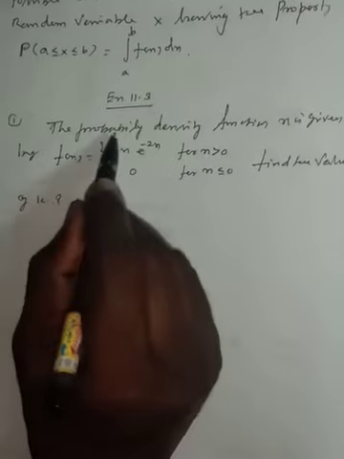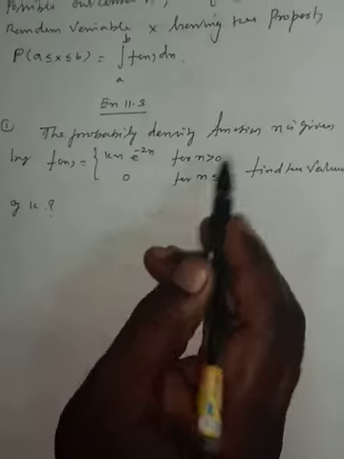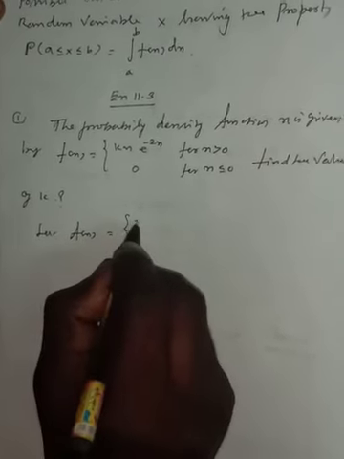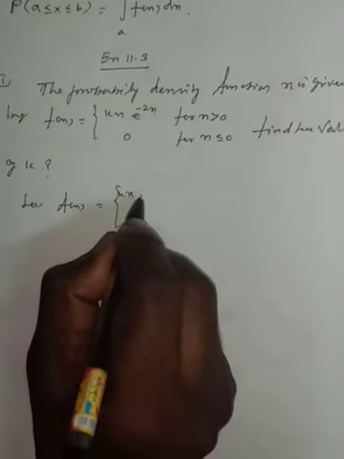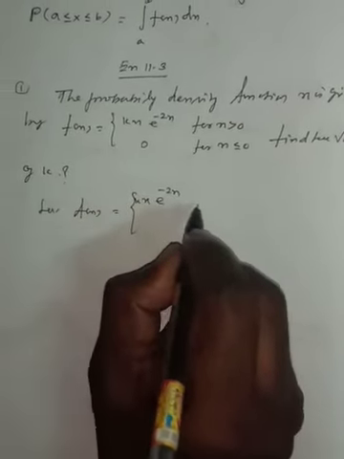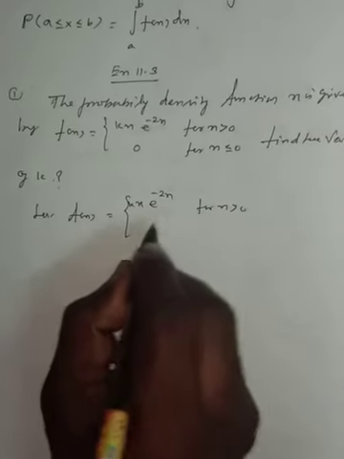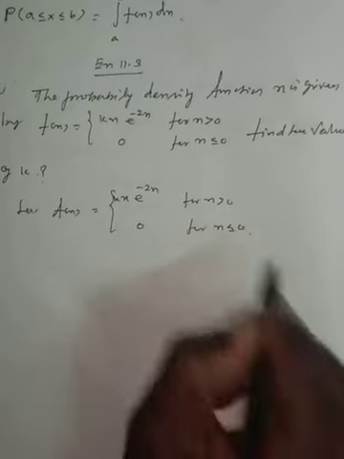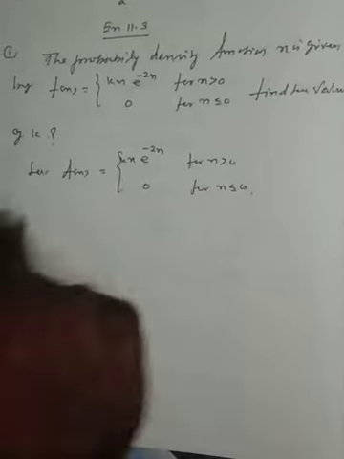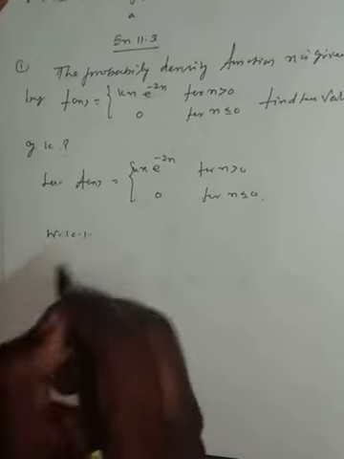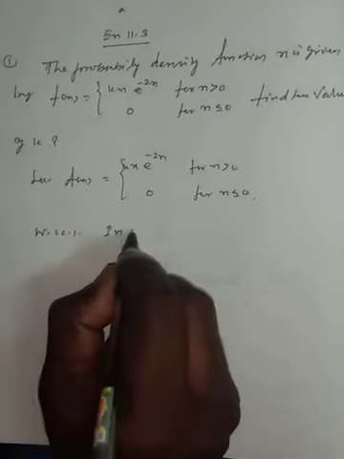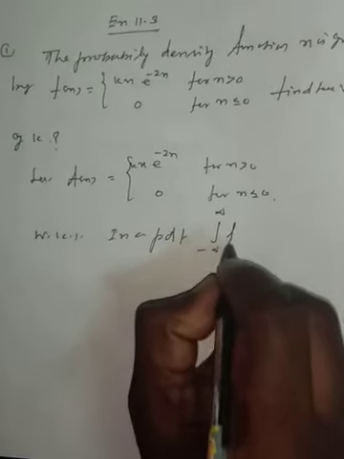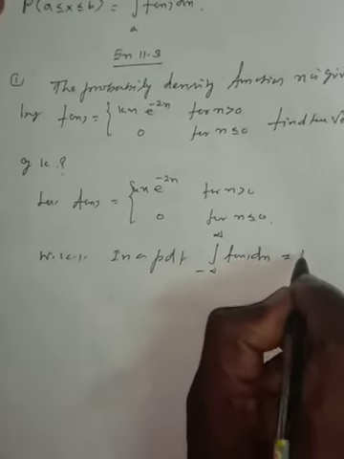The function f of x is a probability density function, given. So let f of x equal to k x e to the power of minus 2x for x greater than 0, and 0 for x less than or equal to 0. First we know that in a PDF, the integral from minus infinity to plus infinity of f of x dx is equal to 1.